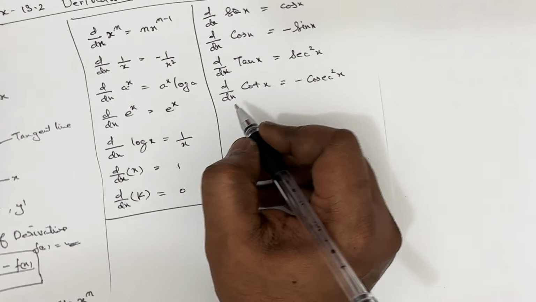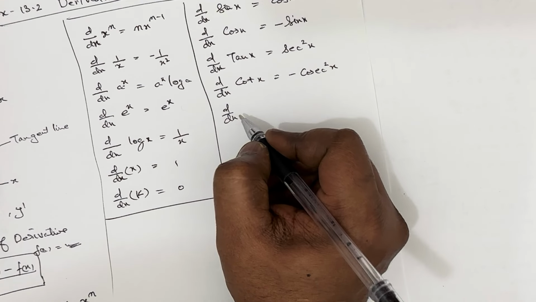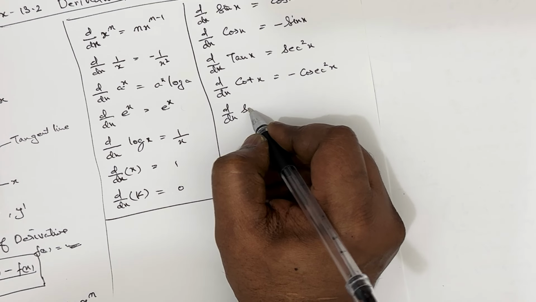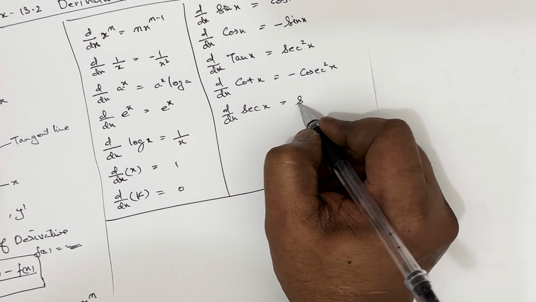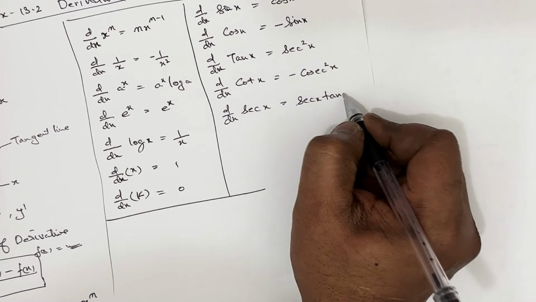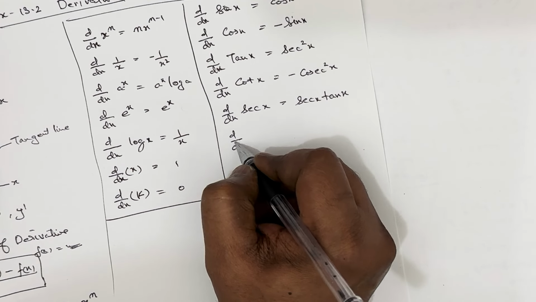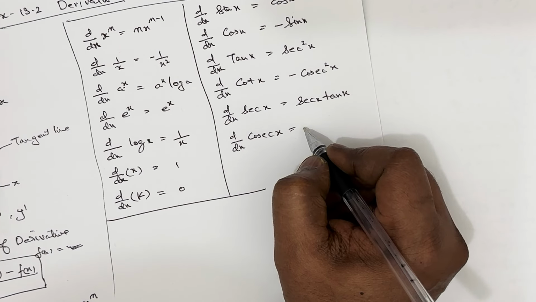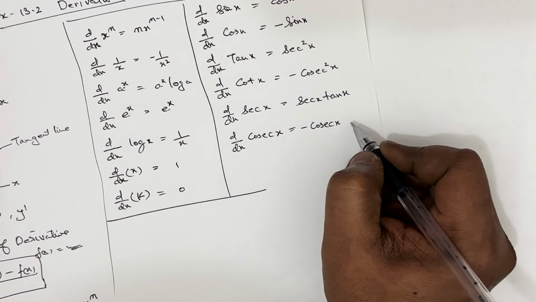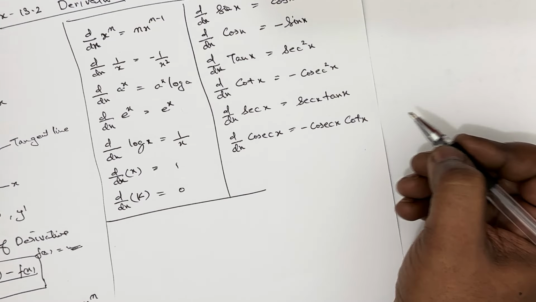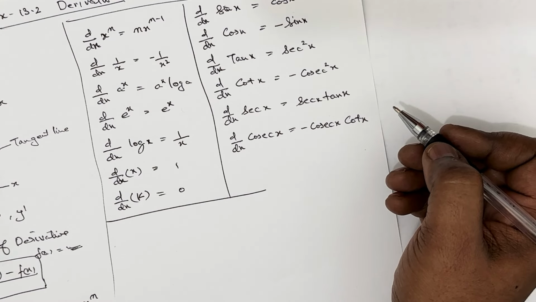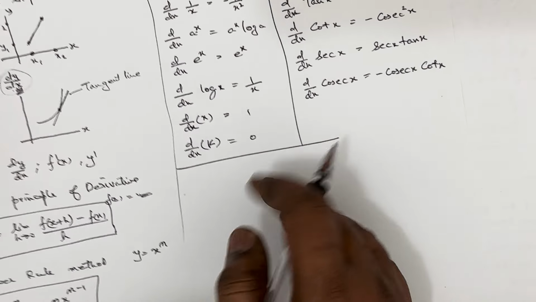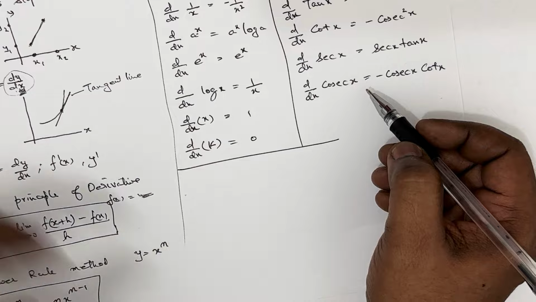Okay, and dy by dx means derivative. Okay, derivative of secant x is equal to secant x tan x. Okay, derivative of cosecant x is minus cosecant x cot x. Okay, these are the trigonometric formulas which we often use. So this must be remembered.